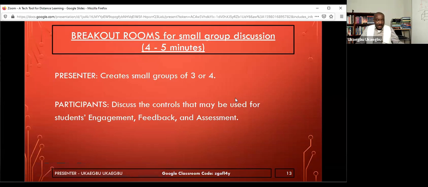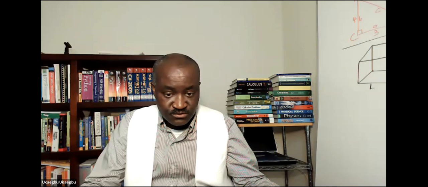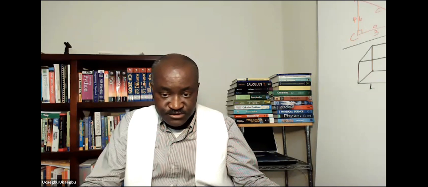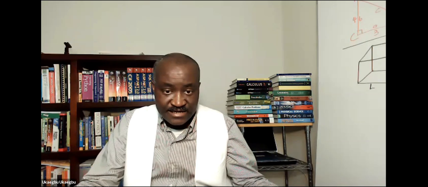So right now I am going to create a small group, and then in that small group, you will discuss the controls that may be used for students' engagement and feedback. So I will stop and create that group. For you to create a group, you have to come to more options. The command is Breakout Rooms. So you click on Breakout Rooms and then assign how many students per room.